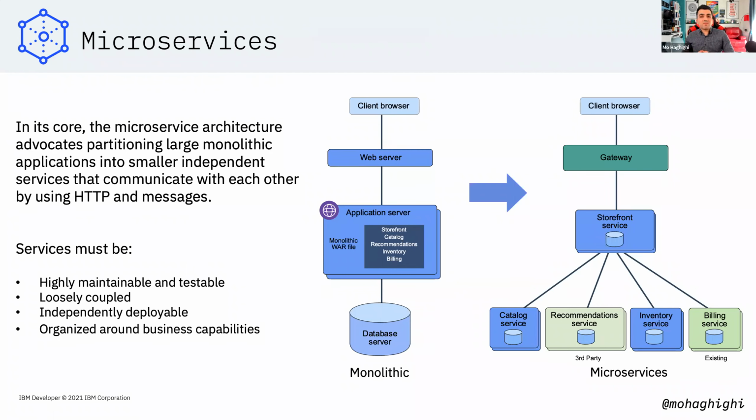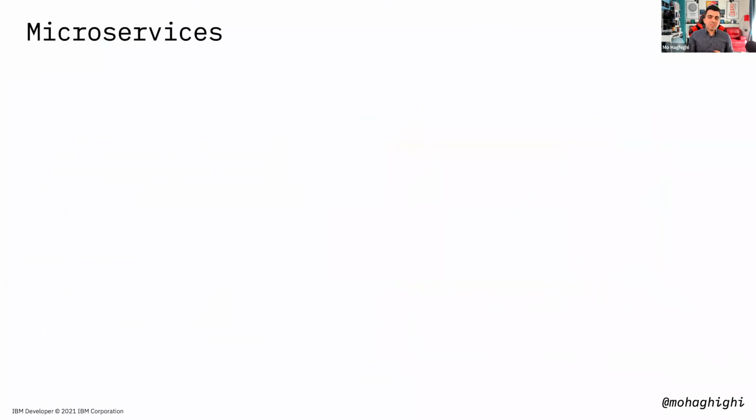Whereas with microservices, you partition your application based on business functionalities. Your cloud service, your catalog service, your recommendation service, inventory, and your billings are completely separated. If one of them goes down, that doesn't necessarily mean that the entire application will go down. So this basically gives you highly maintainable and testable microservices, loosely coupled microservices, and independently deployable microservices. And they're all organized around business capabilities.